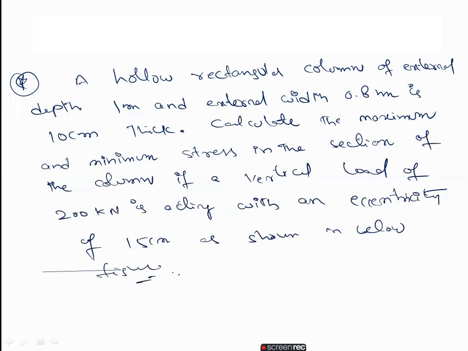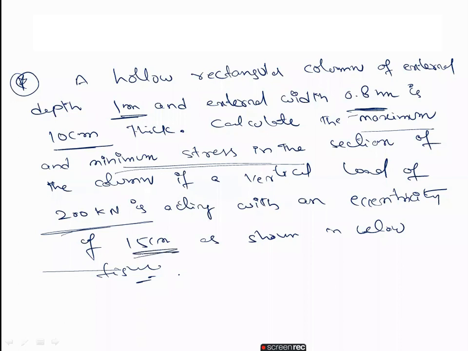So my dear students, if you observe the problem here, a hollow rectangular column of external depth 1 meter as well as external width 0.8 meters, and thickness is 10 centimeters. Now we have to calculate the maximum and also the minimum stress in the section of the column if a vertical load of 200 kilonewtons is acting with an eccentricity of 15 centimeters. Now I will draw clearly.